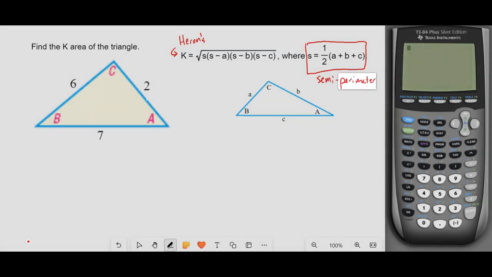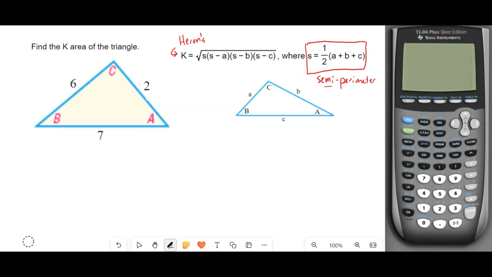So the perimeter would be the sum of the three side lengths. That's the distance around the triangle. Well, half of that is the semi-perimeter. And once we find the semi-perimeter, we plug it into this formula, where this is just the semi-perimeter minus side length A, semi-perimeter minus side length B, semi-perimeter minus side length C, and we multiply those differences times the semi-perimeter itself, and then we take the square root of that.